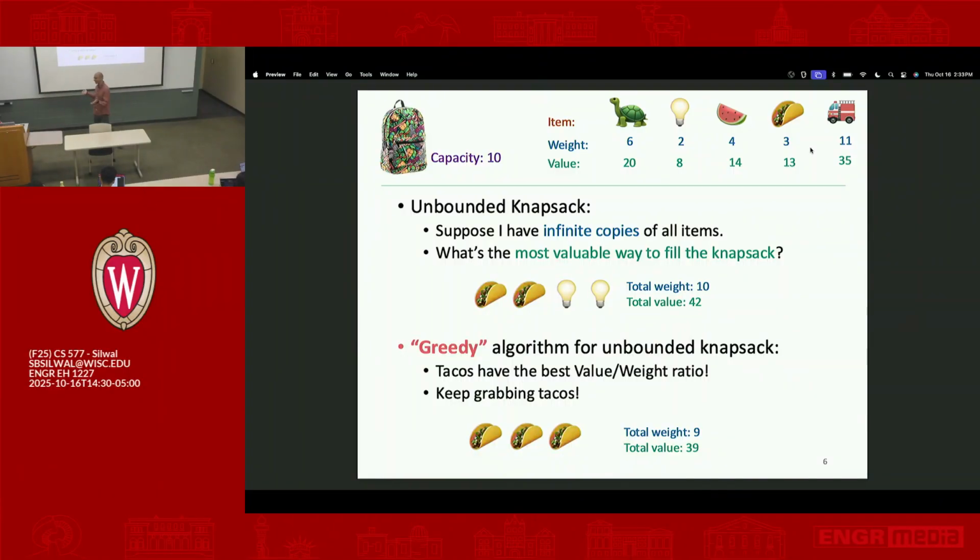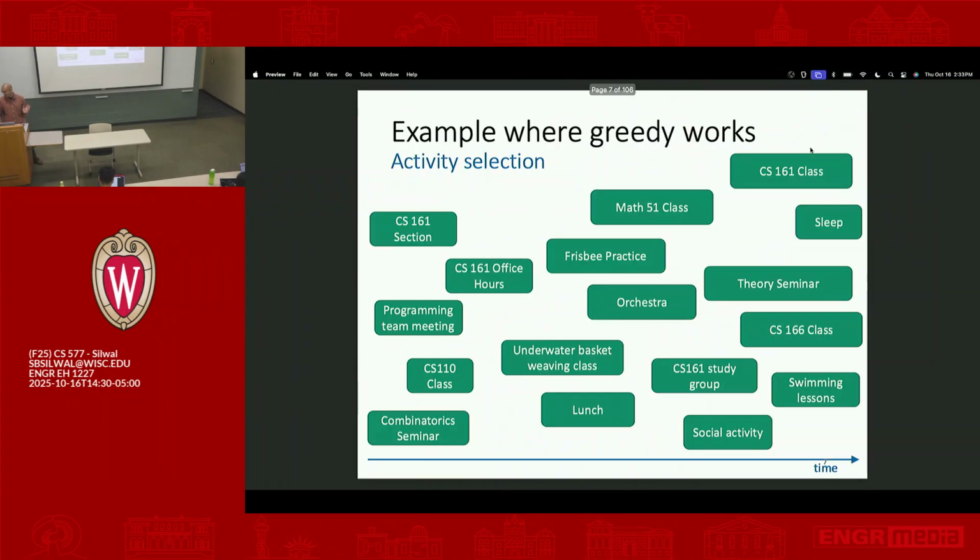So that's a non-example of a greedy algorithm. This is a case where a greedy algorithm does not work. But we'll see some other examples. So okay, knapsack. Now let's go to the first example, and this is a very classic example.